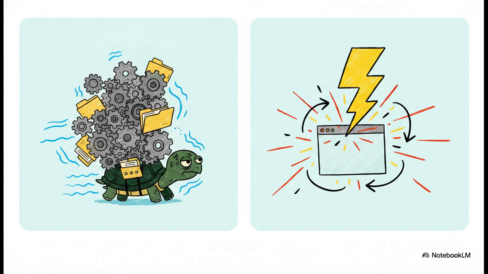Vite serves your source code natively over ECMAScript modules, or ESM, delivering near instantaneous hot module replacement. Basically, you hit save, and your browser updates instantly without doing a full page reload. It is a huge win for developer experience.